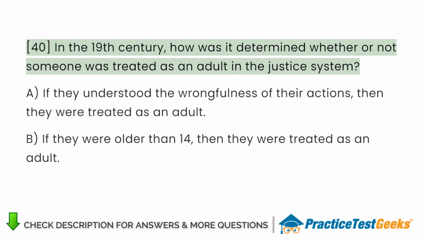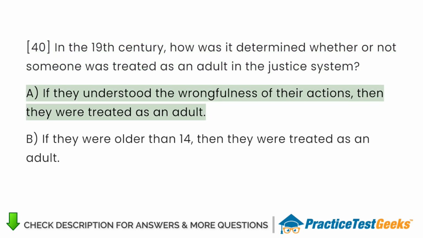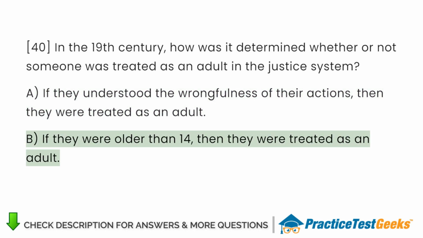In the 19th century, how was it determined whether or not someone was treated as an adult in the justice system? A. If they understood the wrongfulness of their actions, then they were treated as an adult. B. If they were older than 14, then they were treated as an adult.